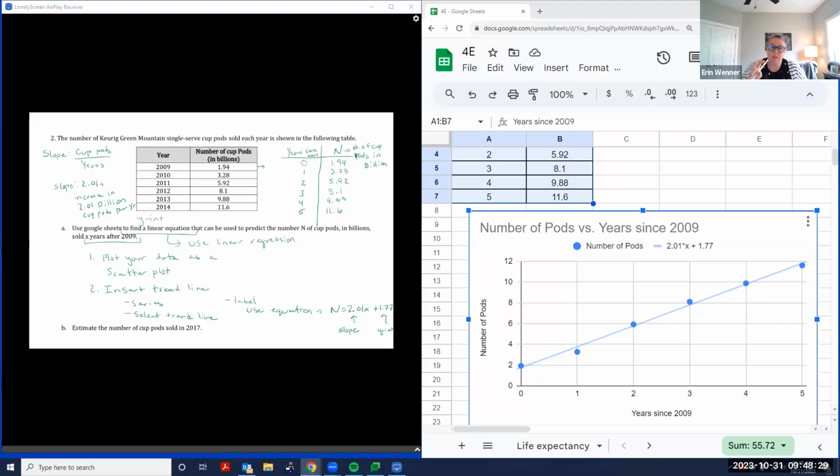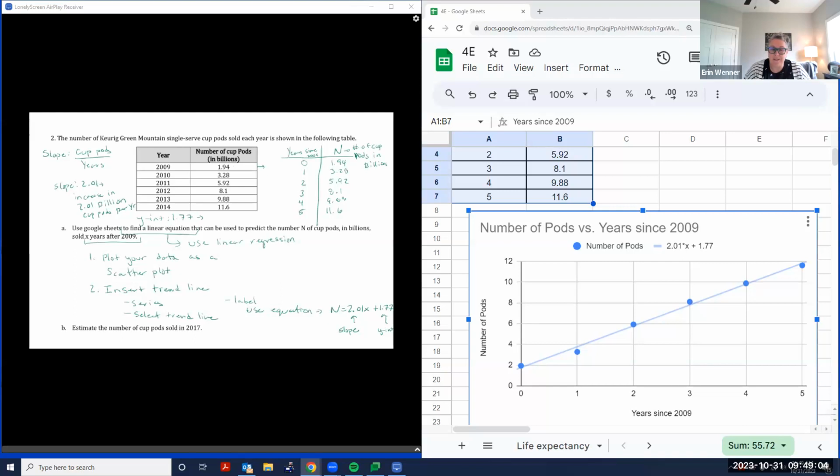And so sometimes this value will be weird in terms of the problem you're thinking about, because you might say to me, well, but Aaron, we already know what the initial amount of cup pods sold in 2009 was, right? It's 1.94. But with linear regression, we're finding on average what's happening. And so the y-intercept of 1.77 is an average of how many cup pods would have been sold in 2009.